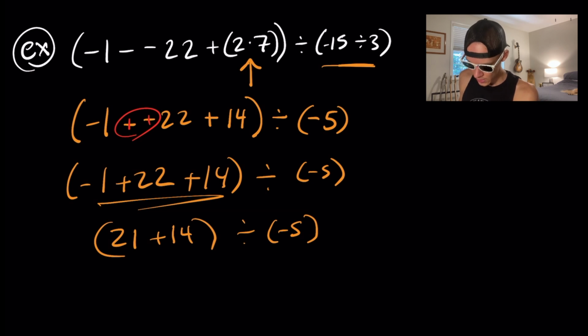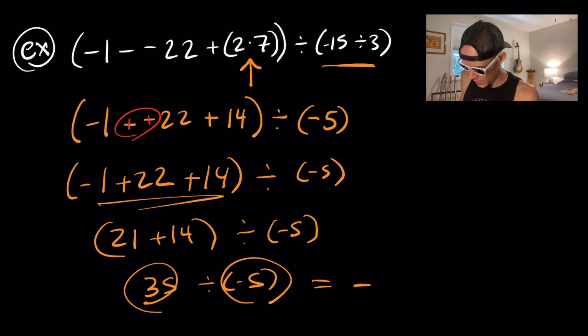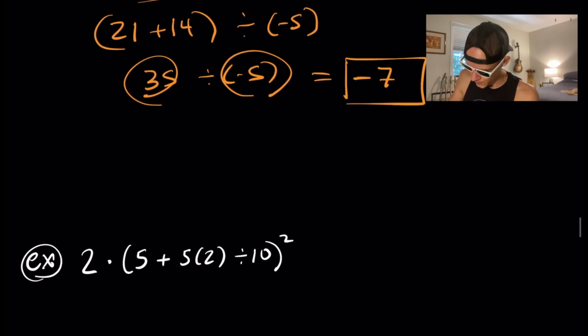21 plus 14 is going to be 35, and then divided by -5. So a positive divided by a negative is going to give us a negative. And then we just look at the numbers. So 35 divided by 5 is going to be 7. So -7 is our answer.